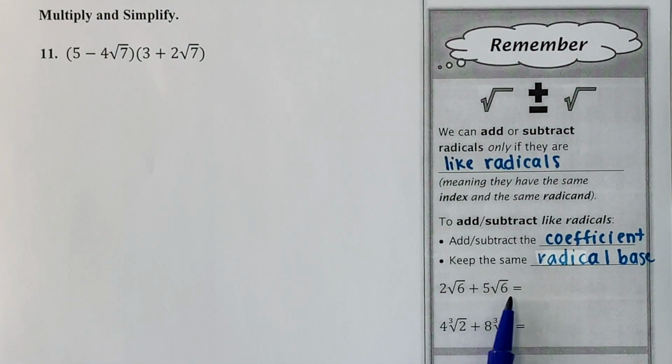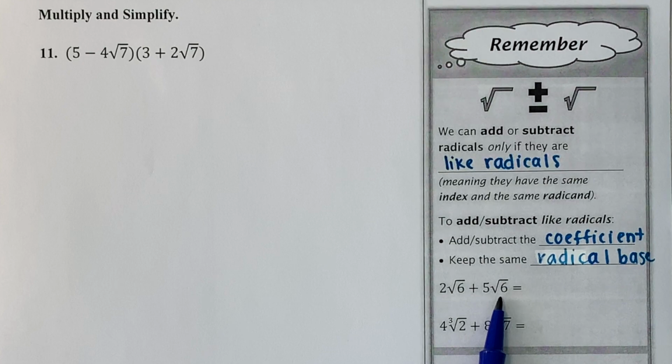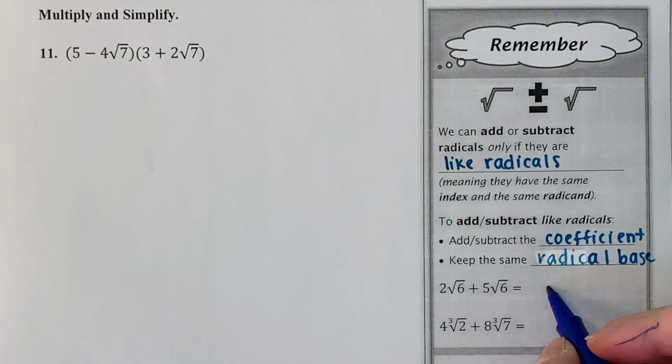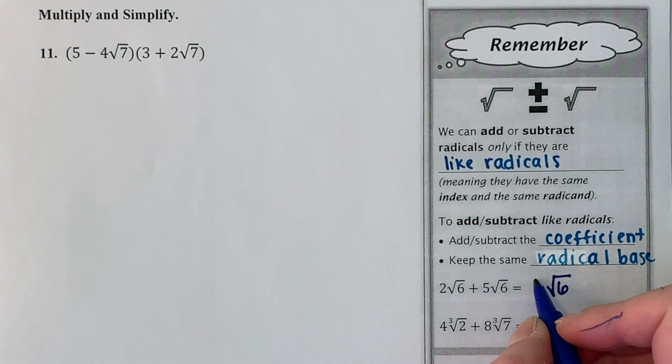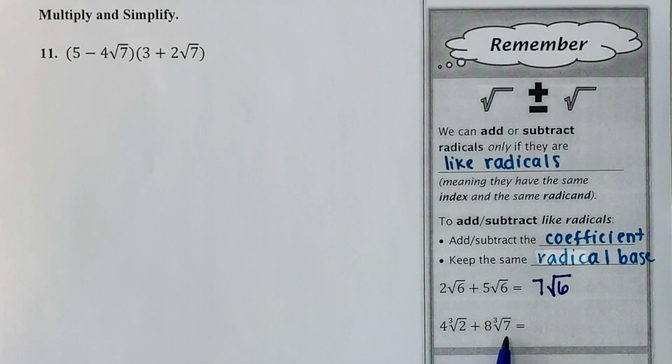These are like radicals since they have the same radical base, the square root of 6. So since these are like radicals, we can add them. And to add these, we keep the radical base, which is the square root of 6, and we add the coefficients. 2 plus 5 will give us 7. These are not like radicals because they do not have the same radical base. This radical base is the cubed root of 2, and this radical base is the cubed root of 7. Check to see if you can simplify the radicals, but we can't, so that means that we cannot add these radicals. They're not like radicals.